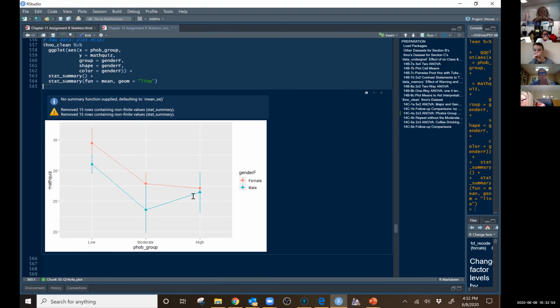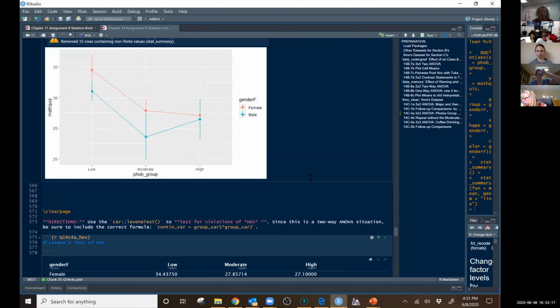So do we have crossing? No, we don't have crossing, but are the lines perfectly parallel? No, so we could have an interaction, but they might be close enough to parallel and not significantly different. So we might have an interaction, we might not. We need to run the test.